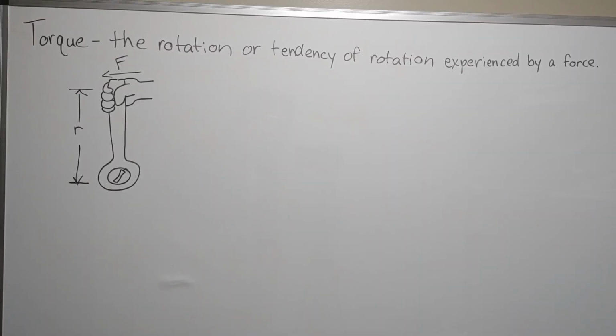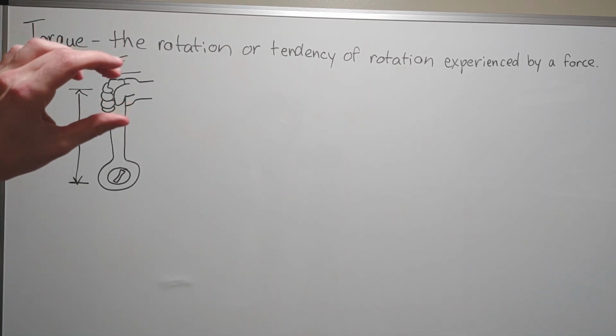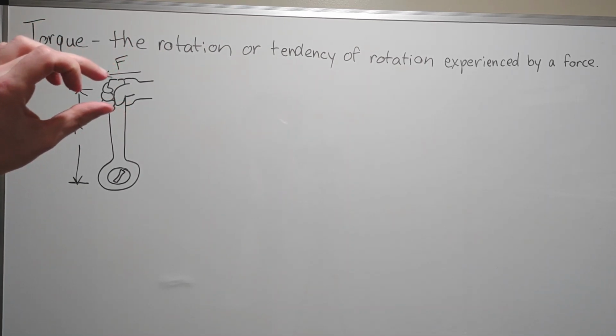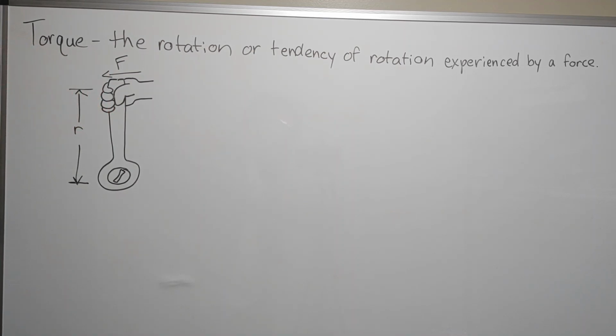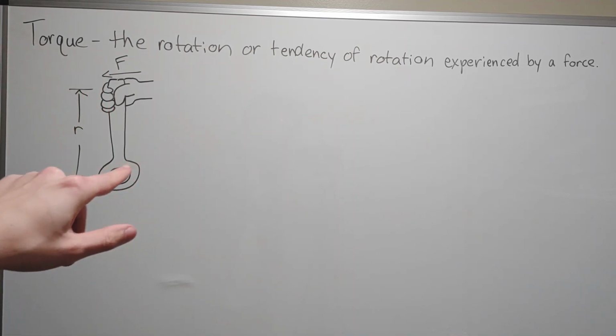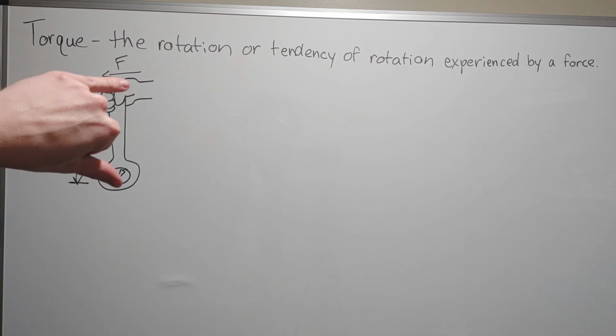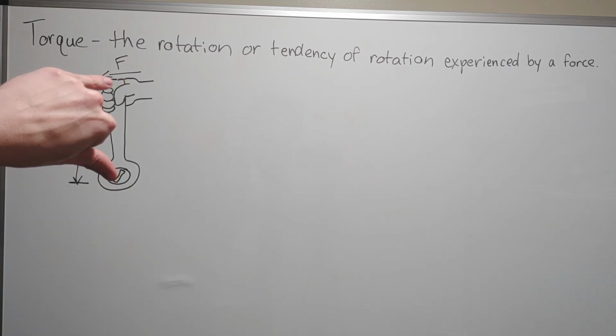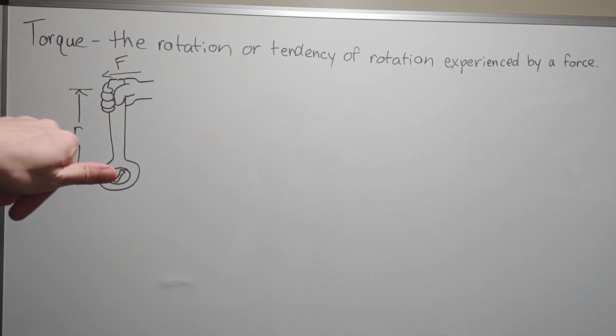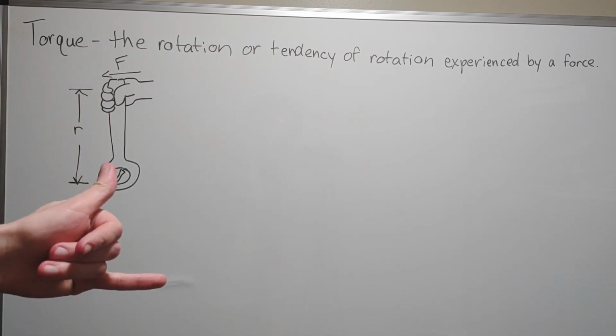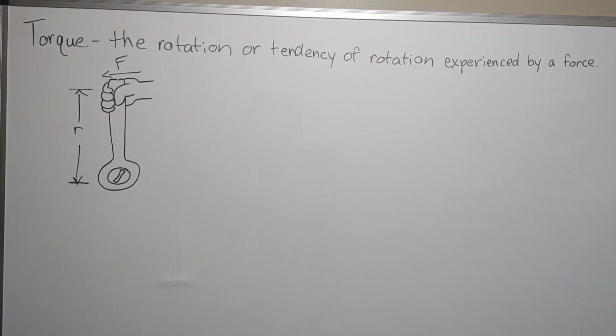So what is torque? Torque is a rotation or tendency of rotation experienced by a force. So we would think linearly, if we just push something with a force, it's going to go in the same direction as the force being pushed. But since we have a fixed point here, it's going to cause torque, and the force is actually going to cause this ratchet drawn here to go in a circular motion. That's where we get torque from.